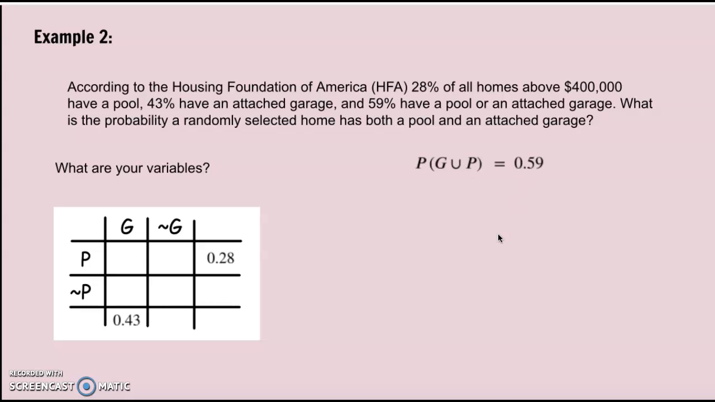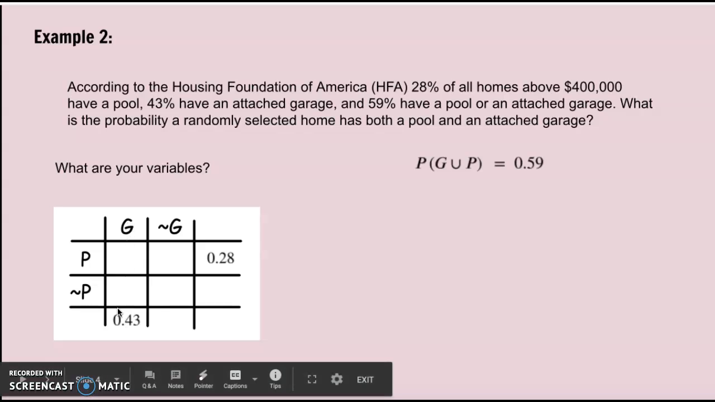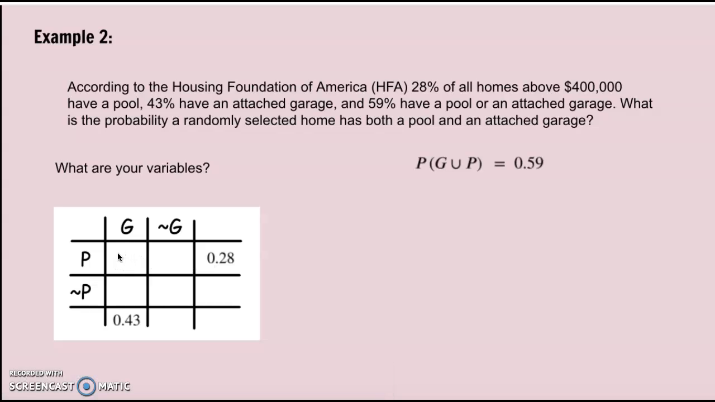And then you have to think about, what do we want? So where are we going with this? What are we looking for? Well, we're looking for the intersection because we see the word and. So we're looking for the intersection of the homes that have a pool and a garage. So remember, the union is going to be all the garage homes plus all the pool homes minus the intersection of the two because you've counted it twice.